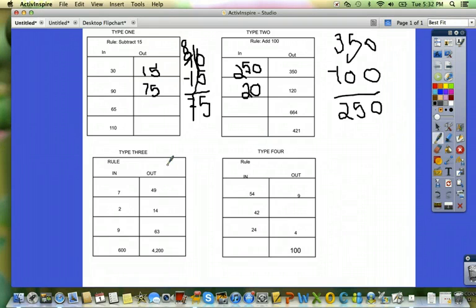Okay, type 3. This one we know the in and the out. We just don't know what the function machine does to this number coming in to make it leave coming out. So we've got to figure that out. So I'm going to take a look and try to just process through my thinking as I'm going through. So I'm looking at 7 and 49. 7 to 49.